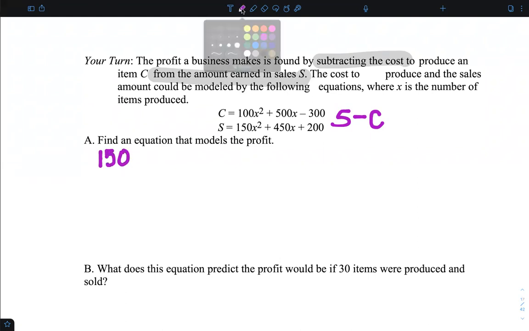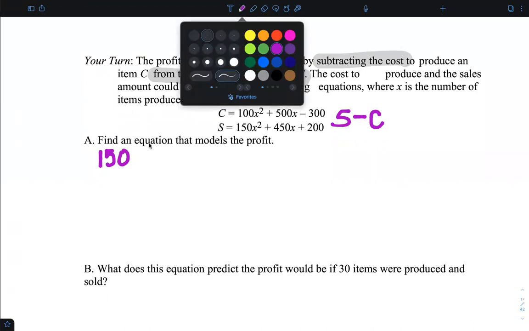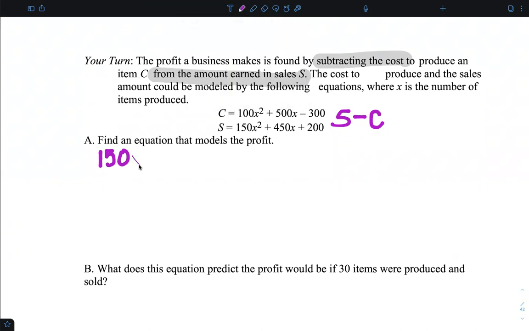And what? Oh, that's much better. Oh no. You guys probably already have all this written down already. Plus 450x, and I'm gonna let you guys subtract all this good stuff.